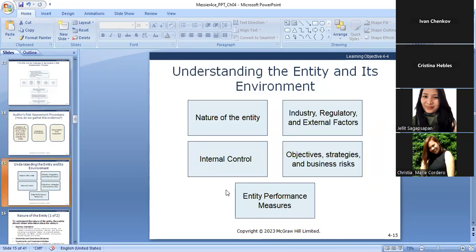Okay, so understanding, again, the nature of the entity, industry and regulatory and external factors. That's in the inherent risk. Then we start chasing the control risk, which is related to the internal control of the company. Once you get the internal control of the company, then you go to the objectives, strategies and business risks, and entity performance measures.